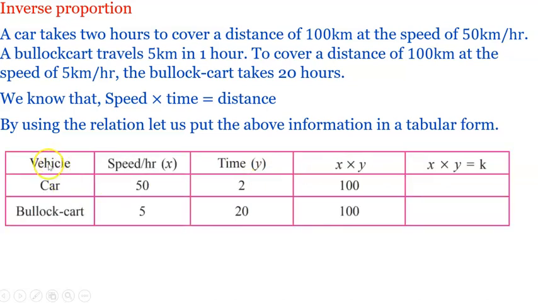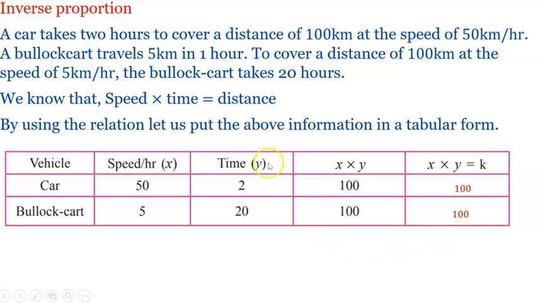See this here: vehicle, car and bullock cart. Speed. The speed of the car is 50 km per hour and the speed of the bullock cart is 5 km per hour. That is, in time of 2 hours, the car will cover a distance of 100 kilometers. Next, the bullock cart covers 5 kilometers per hour, time is 20 hours. Then 5 into 20, you will get 100. Again, here x into y is constant, that is 100. Here again the ratio is a constant.